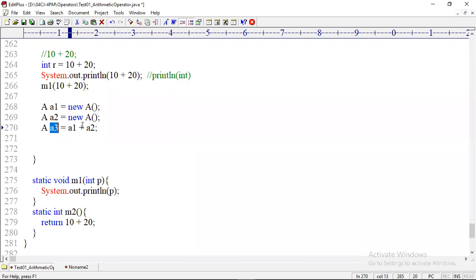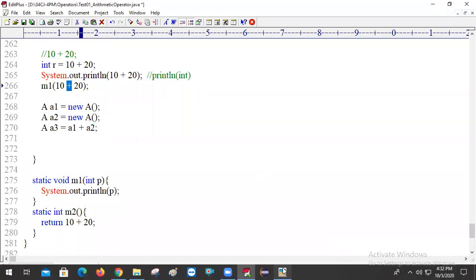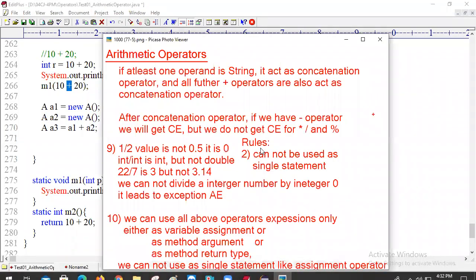So am I allowed to use any of the 5 arithmetic operators on our own class reference data type? No. If you try, the compiler will throw an error. On reference data types, you are allowed to use the assignment operator, but arithmetic operators are not allowed. Only the string reference data type is allowed, and that too only with the plus operator. So these are the points you have to remind yourself once again.